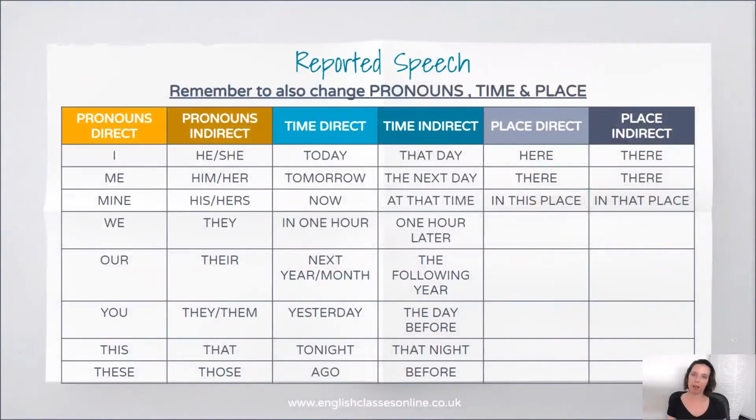And lastly, I have a ton of pronouns, times and places that may change in direct and indirect speech. Again, you can bookmark this or take a photo, so this will help you. So for example, all your pronouns in direct, this is how they change in indirect. Same with your times, today changes to that day, tomorrow, the next day, now, at that time. This is how they would all change in indirect. Places, if you say here, then you need to say there, in this place, in that place.